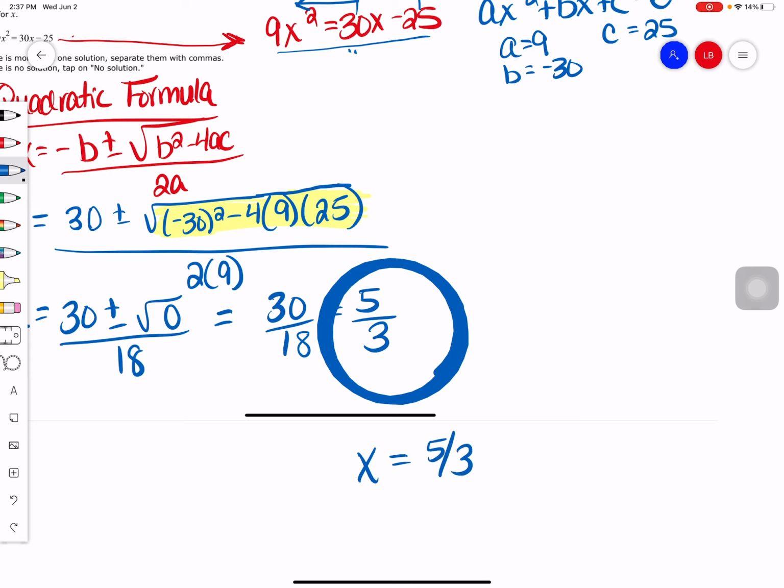So if you watched my previous video with factoring, you will see that with factoring, we got to the solution that x was equal to 5/3. And with the quadratic formula, we also got this answer that x was equal to 5/3.